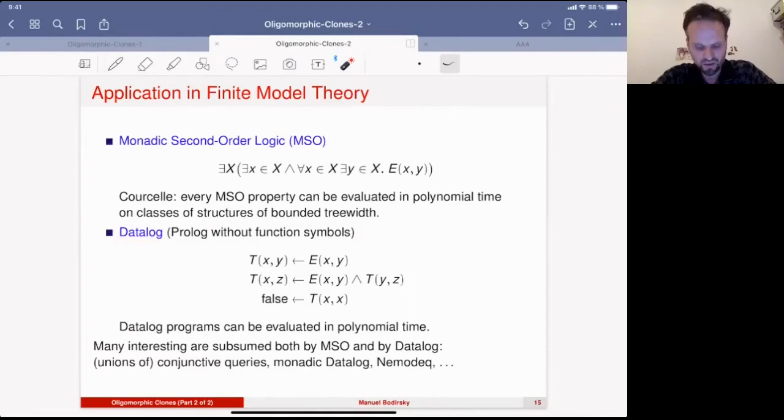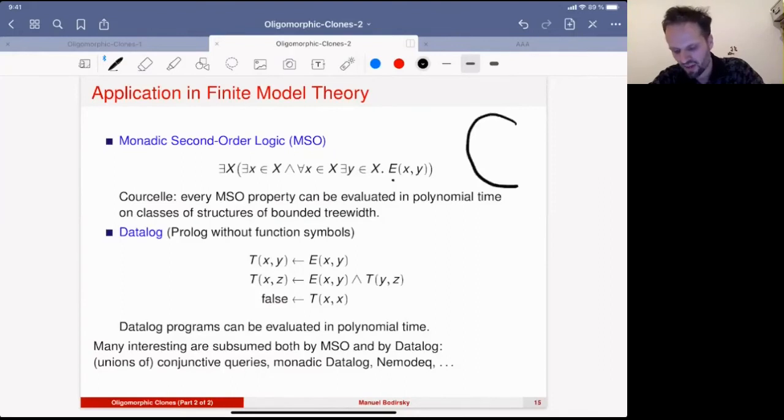Monadic second order logic is an extension of first order logic, where you can also quantify universally and existentially over unary predicates. I have drawn here a little example of such an MSO sentence. If you read this out, it has a single binary relation E, so it talks about properties of graphs.